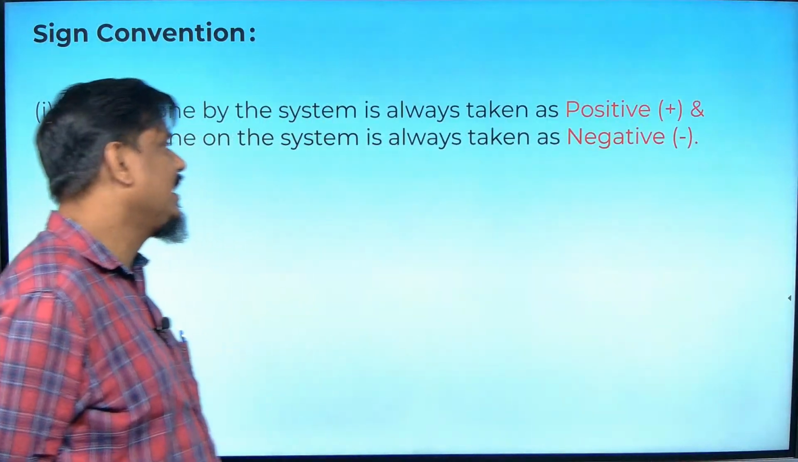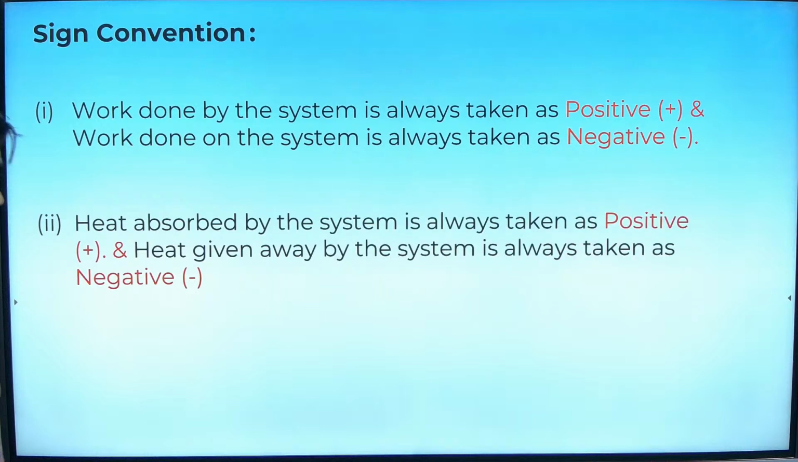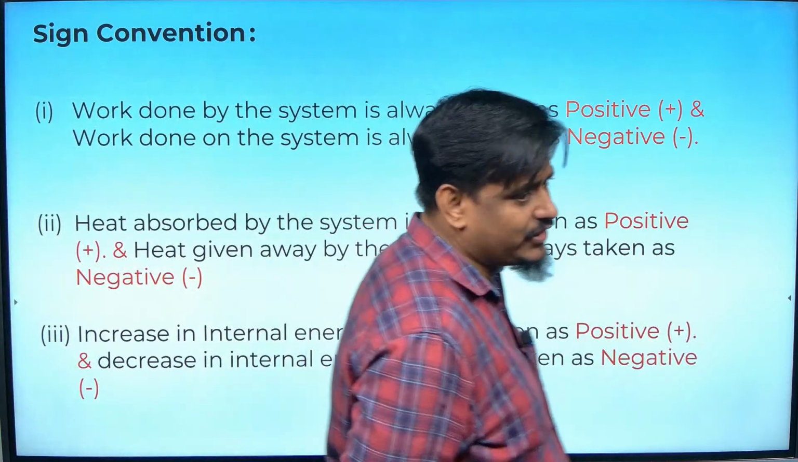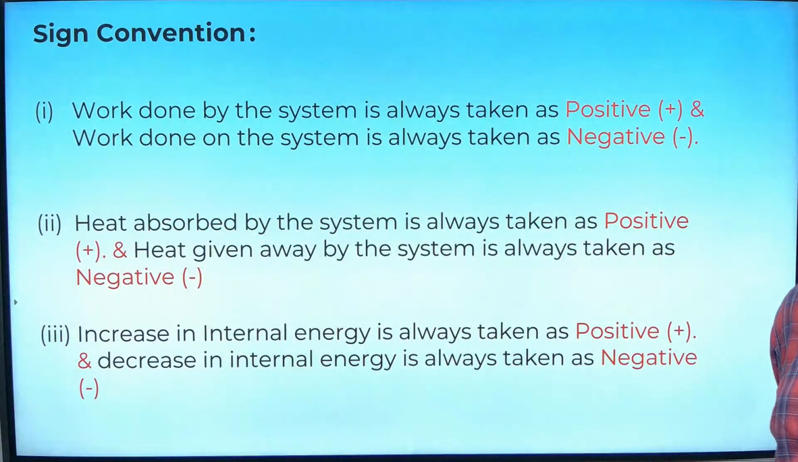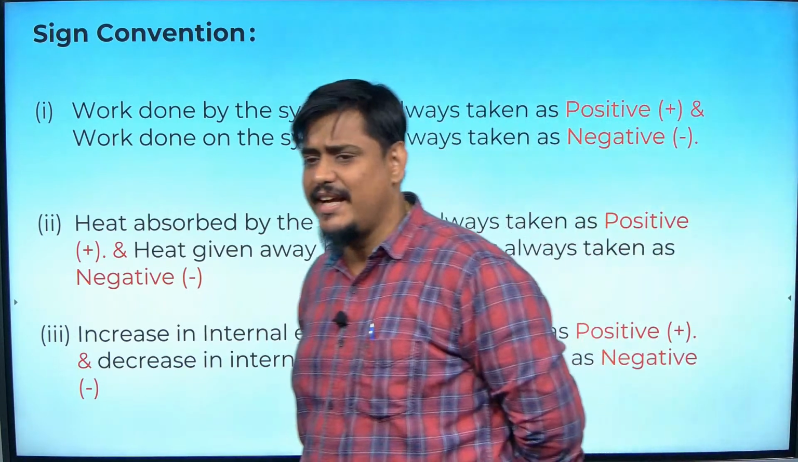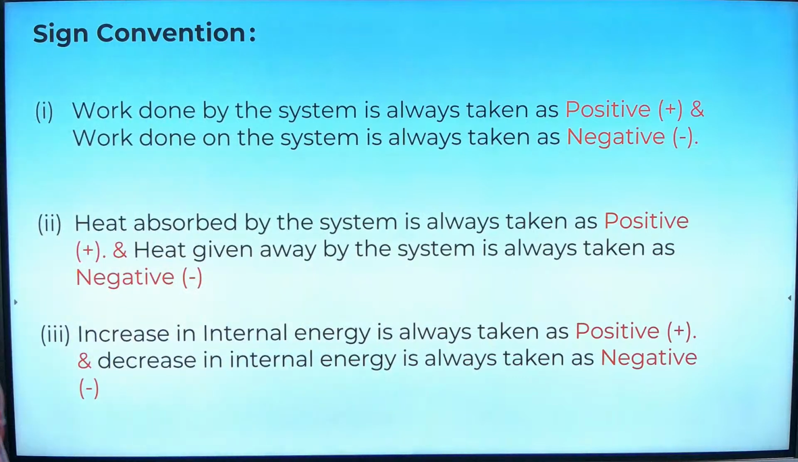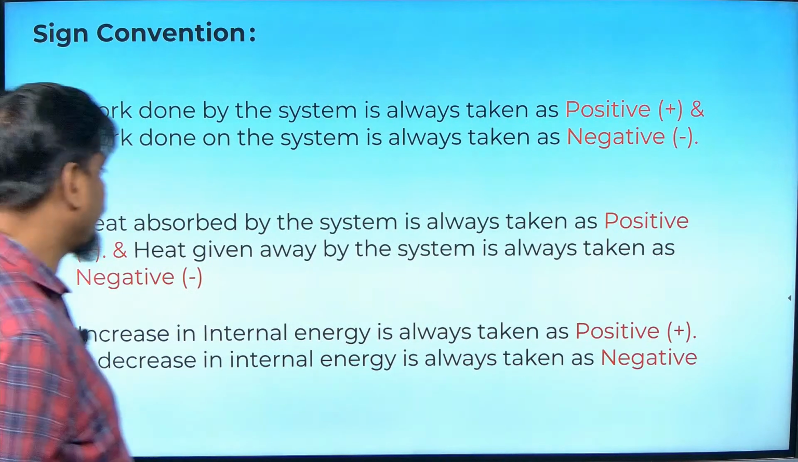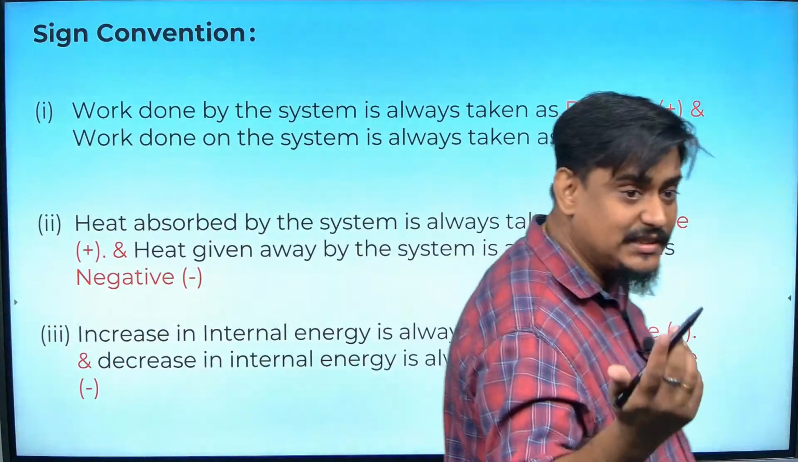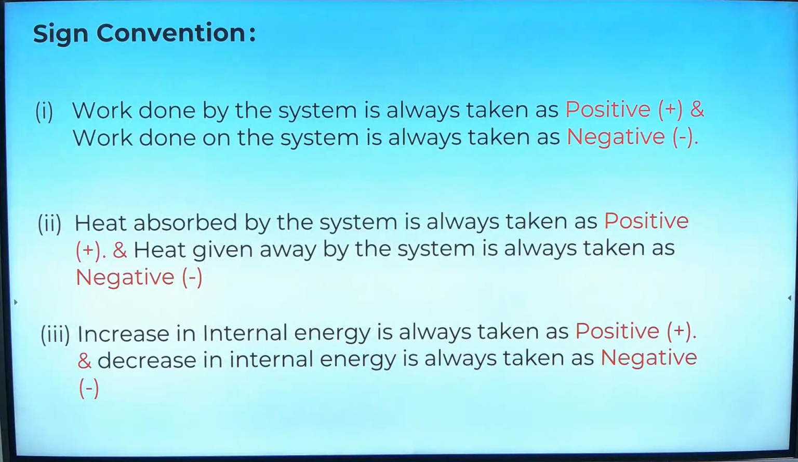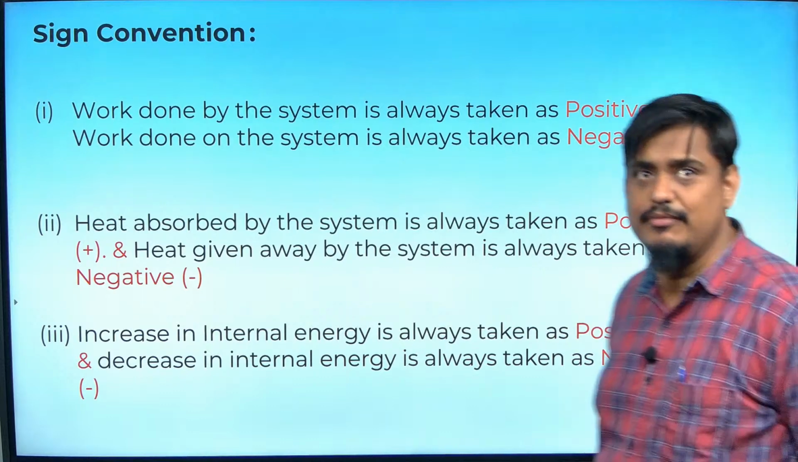So, today I am going to start the class by once again talking about sign convention, because this is where students make a lot of mistakes every year. You should remember the three conventions. Work done by the system is taken as positive, work done on the system is taken as negative, heat absorbed by the system is positive, heat given away is negative, internal energy increase is positive and internal energy decrease is negative.